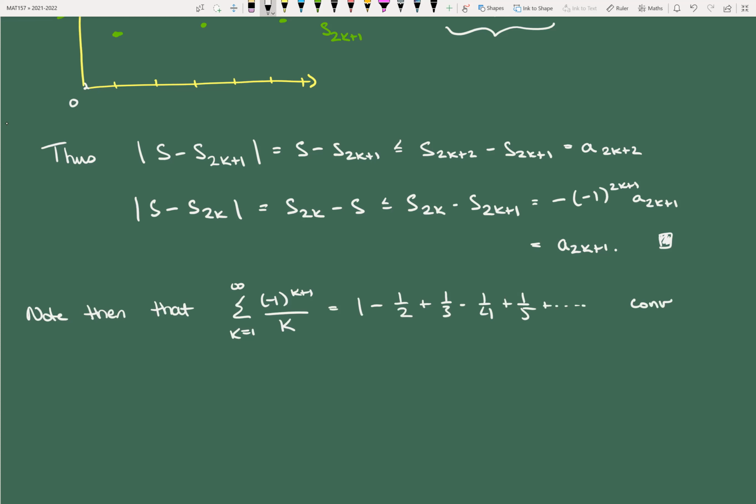This thing actually converges, right? This is called the alternating harmonic series. And even though the harmonic series diverges, this converges. So using 2k is just to make sure that it's even, and 2k plus 1 just makes sure it's odd. Yeah, so exactly, Jay.